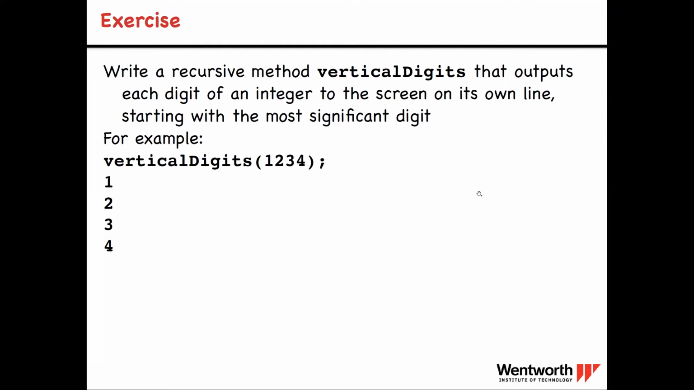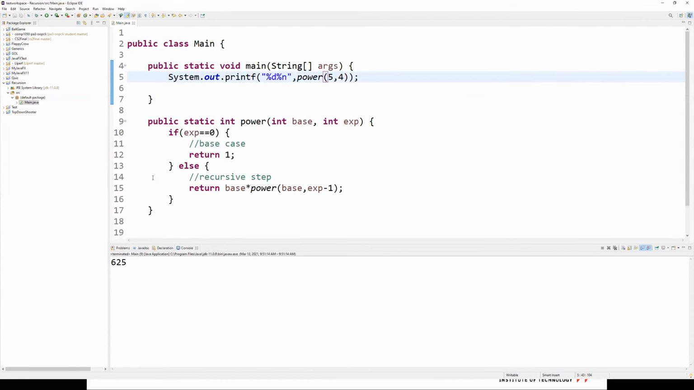So let's do one where we print out some digits. We're going to write a recursive method that outputs each digit of an integer to the screen on its own line. Here we're going to start with the most significant digit, so we're going to start with a 1. So if we put in 1, 2, 3, 4, we're going to get out 1, 2, 3, 4, each on its own line. No loops. There'll be a little bit of math. That's it. So let's think about how that's going to work.